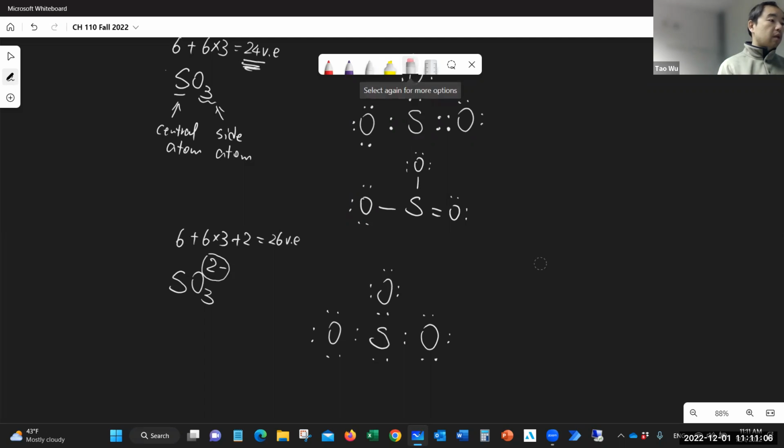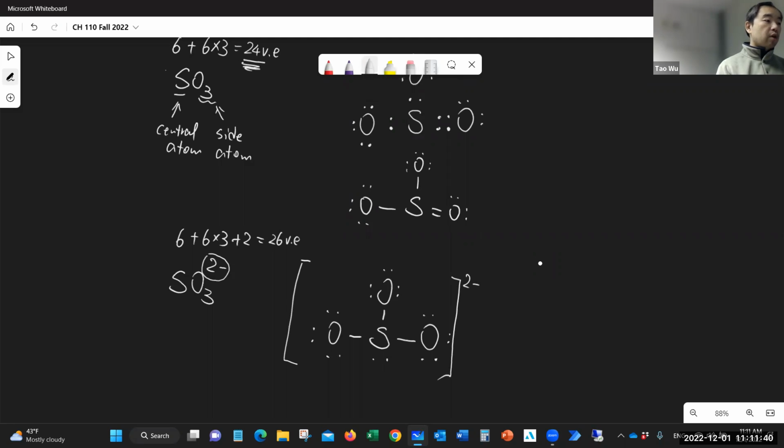Now you just need to take the shared electrons to make bonds. Remember, they must be shared electrons. Here the sulfur has 1 lone pair, but this one is not shared, so you keep those 2 dots. That is the Lewis structure for SO3 2-. Since this is an ion, don't forget to write the charge over here. You have to have the charge.